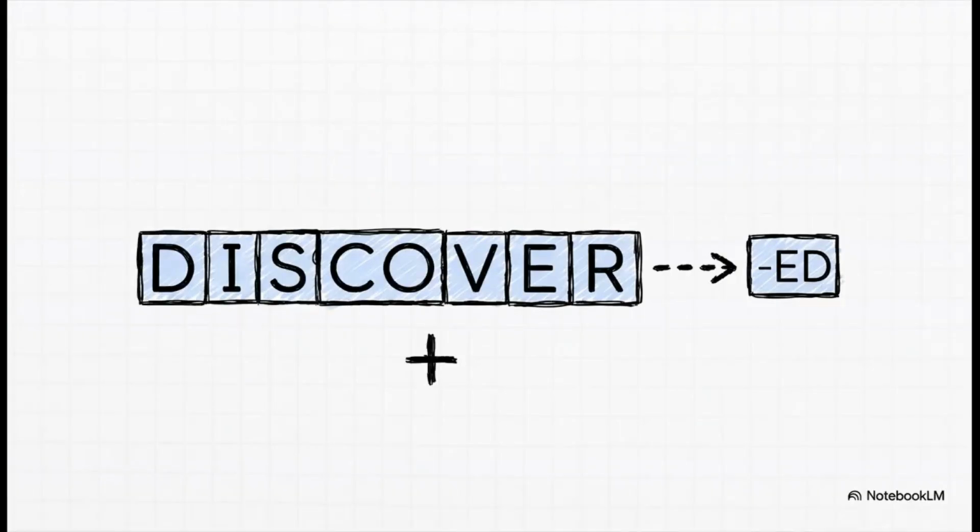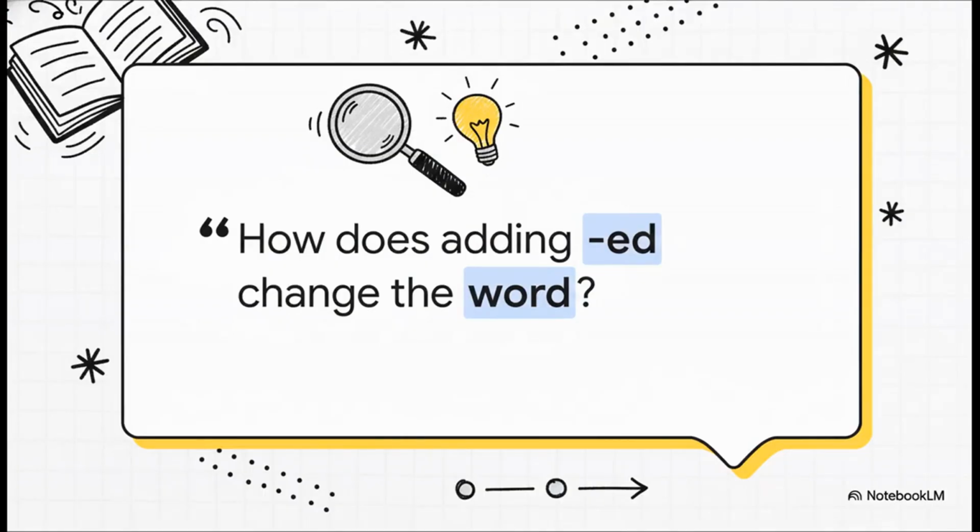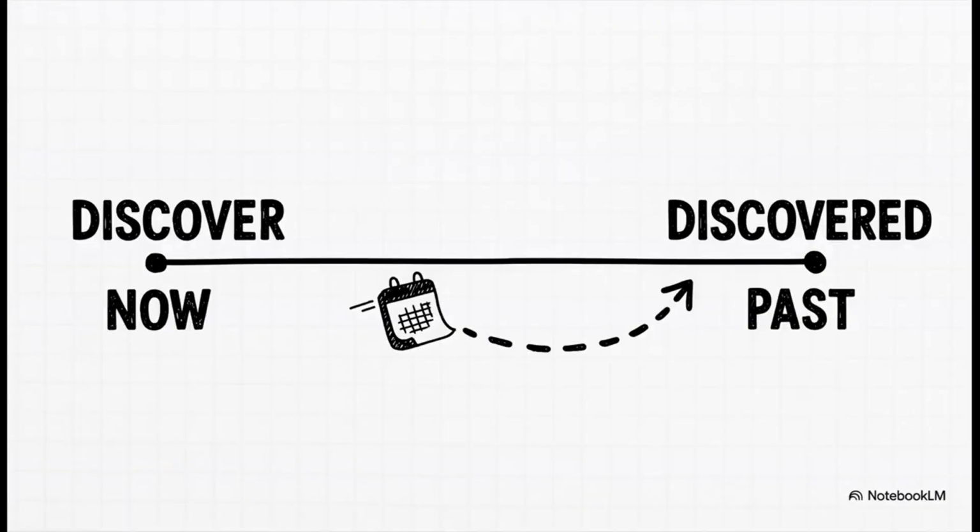Let's go ahead and add a suffix. We're going to take our brand new word, discover, and just pop ed right on the end. And once again, it's all about the conversation. We're not just adding letters, we're changing the word. So we ask, how does adding ed change our word discover? And this is just a perfect, clear example of how a suffix can change the tense of a word. Your students should be able to tell you that discovered means the action already happened.